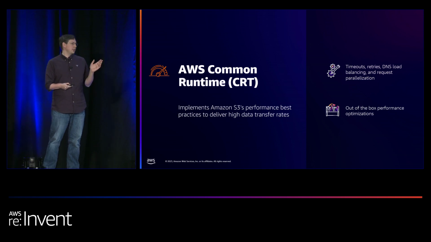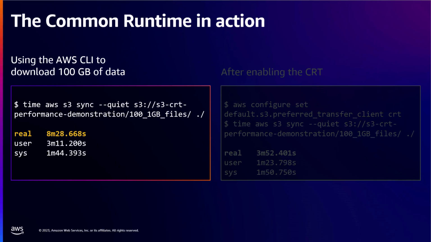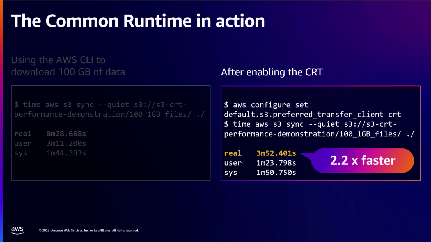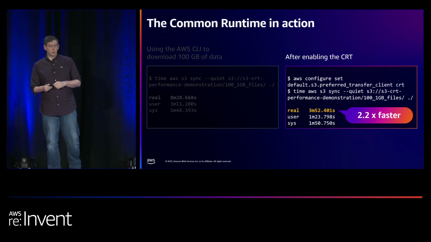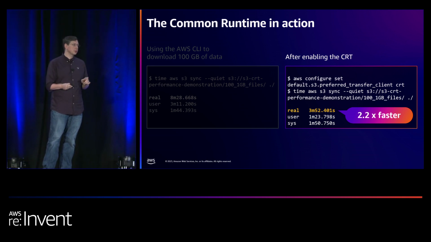Let's take a moment to look at the impact that the CRT can have. In this example, we're using the AWS CLI to download 100 1-gigabyte files to an EC2 instance in the same region. Using the default CLI with no tuning takes about 8.5 minutes to complete. Next, we're going to update the CLI's configuration and tell it to use the CRT as the preferred transfer client. Now, running that command a second time, we see that the CLI is able to complete that same data operation in just under 4 minutes. That's more than a 2x performance improvement for a single line of configuration.